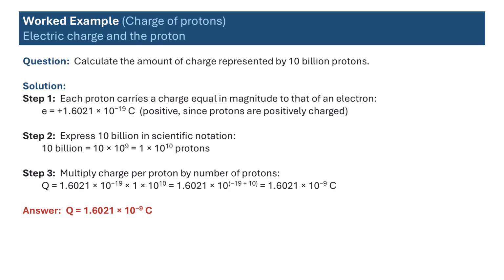The final answer is Q equals 1.6021 times 10 to the power of minus 9 C, which may also be expressed as approximately 1.6 nanocoulombs. This problem illustrates 2 important skills: the conversion of a large number into scientific notation, and the multiplication of numbers expressed in scientific notation using the rule that the exponents are added. Both of these skills are applied extensively in electrical engineering calculations.